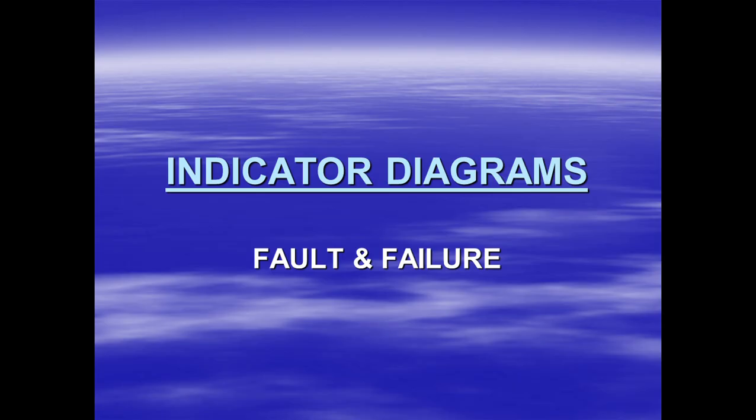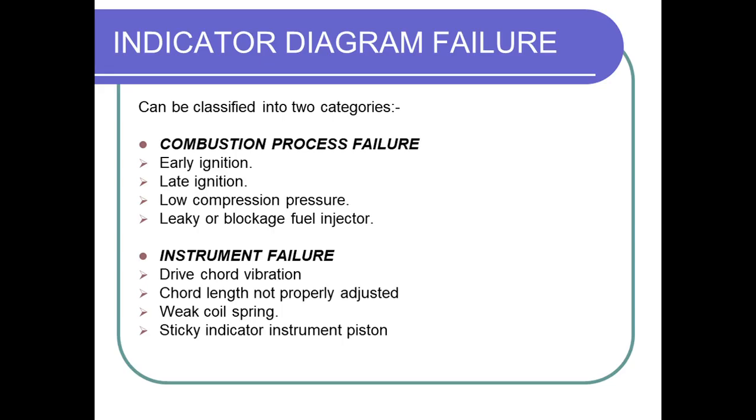Now, what are the faults and failures that can occur? Indicator diagram failures can be classified in two categories: combustion process failure and instrument failure. Now we'll see what the key parameters are in combustion process failure. When we speak about combustion process failure, it is early ignition and late ignition, low compression pressure, and leaky or blocked fuel injector.